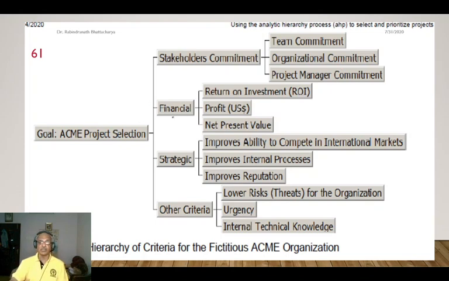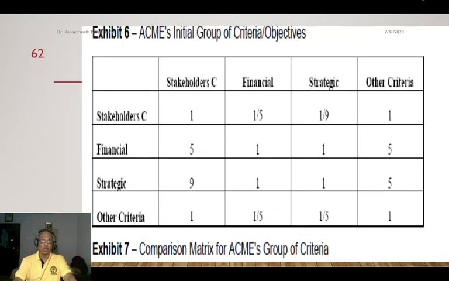Financial: return on investment, profit, net present value, etc. Strategic: improves ability to compete in international markets, improves internal process, improves reputation. Other criteria: lower risk, urgency, internal technical knowledge. So these are the criteria, and these are the sub-criteria. So let us see how the problem has been solved.